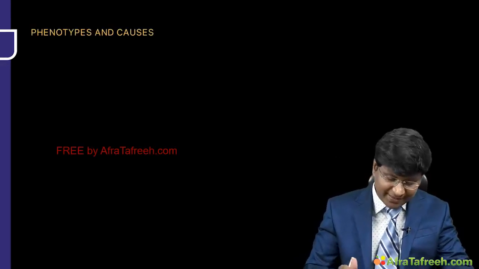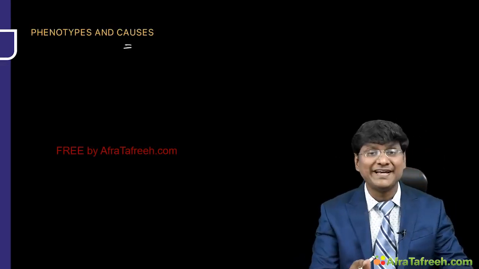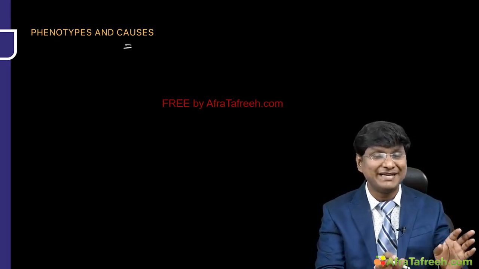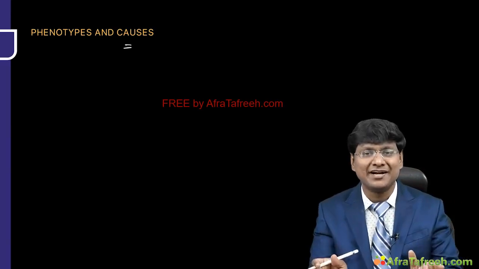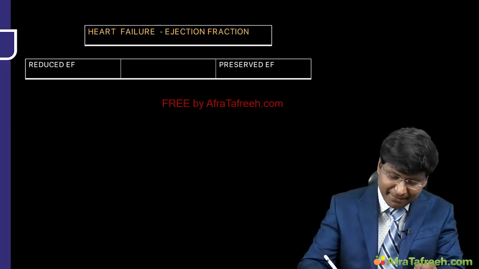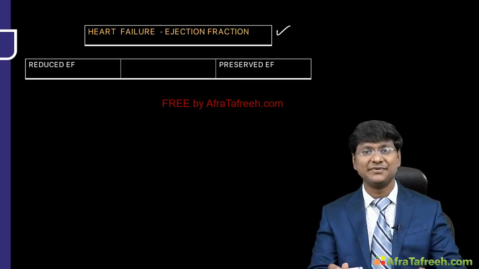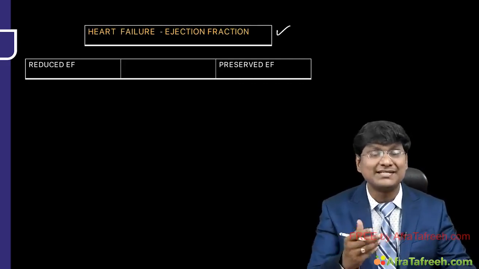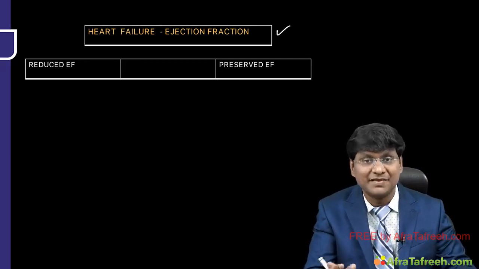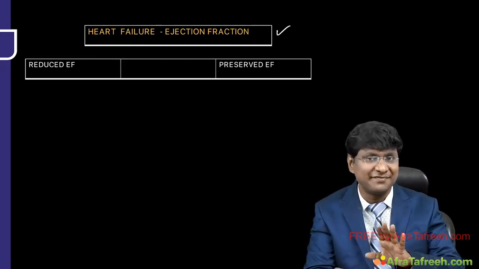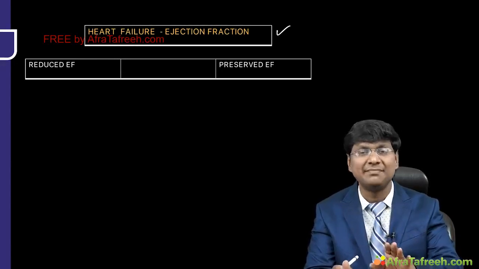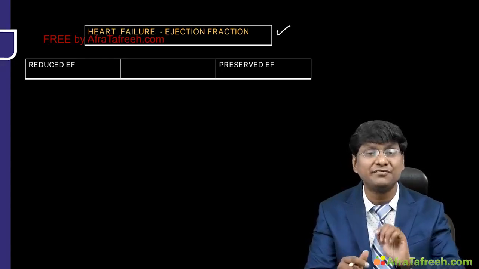Now, followed by that, you need to know the phenotypes as well as the causes of heart failure. As I have said in the beginning itself, heart failure is classified based on the ejection fraction of the individual. The ejection fraction tells you about the contractility as well as the output from the left ventricle. The normal ejection fraction is 55 to 70%, but a near normal ejection fraction can be taken as more than or equal to 50%.